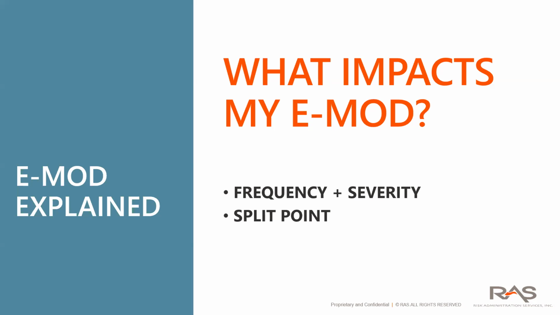So basically, are you saying that it's better to have one big claim than a whole bunch of small claims? So from the experience modification calculation, you could really, again, make that assumption. But overall, from an underwriting standpoint, we're looking at prevention as the leading factor to a strong experience modification.